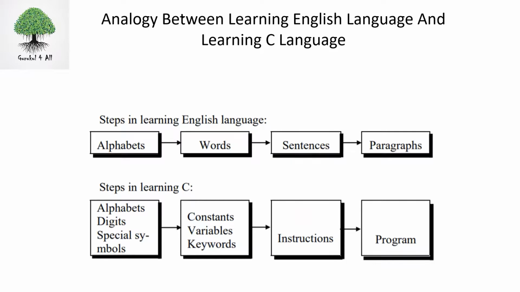Here in this picture, it is clear the steps involved in learning English language and steps in learning C language. Alphabets make words, words make sentences, and sentences make paragraphs. Similarly, alphabets, digits, and special symbols, they make constants, variables, and keywords. They combine to form instructions, and instructions are combined to form programs.